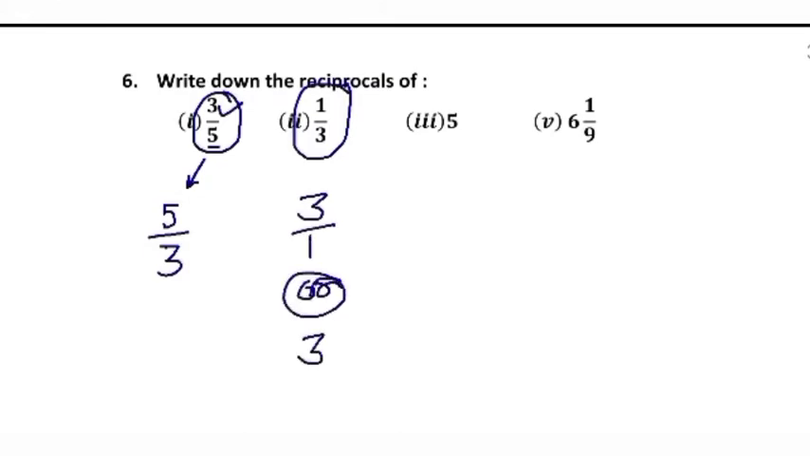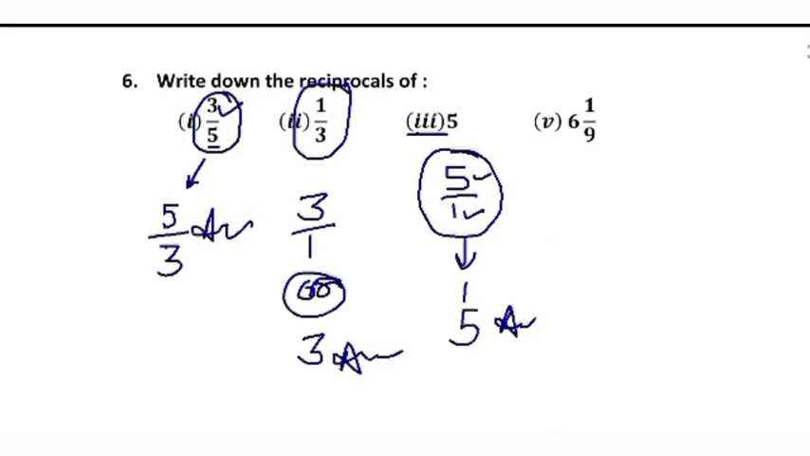Simple. Next is 5. Now you can get confused that ma'am, you said denominator will become numerator and numerator will become denominator, but in this third part denominator is not given. How can we find the reciprocal? Okay, but no need to get confused. This 5 can be written as 5 upon 1. Now you can easily find its reciprocal. Its reciprocal will be: denominator will become numerator and numerator will become denominator.